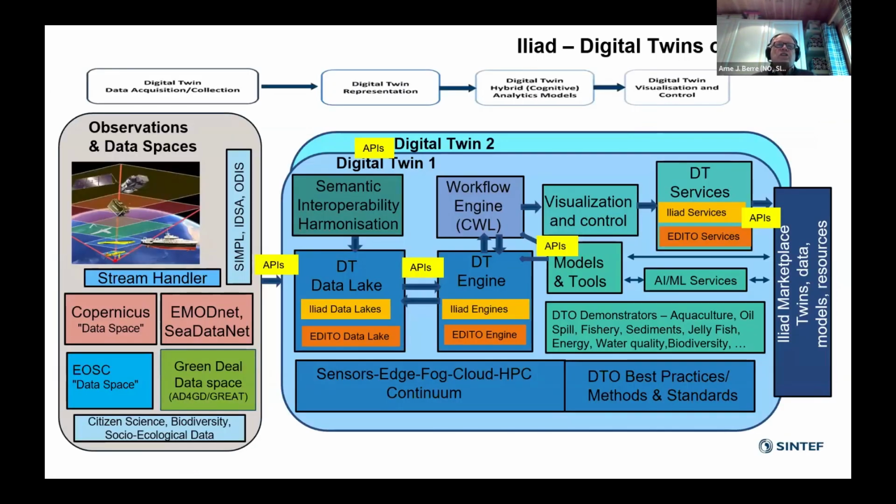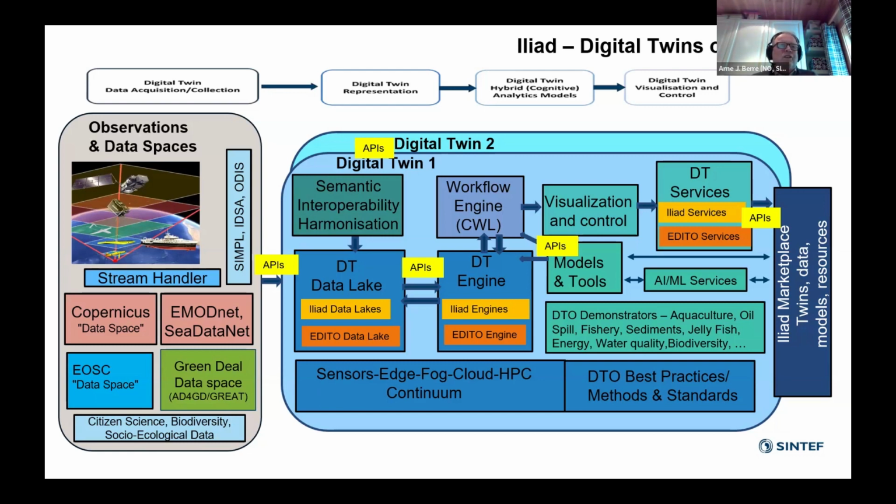In the Iliad project, we try to address this from this perspective. So this is a digital twin pipeline from digital twin data acquisition, the twin representations, the analytics and predicting models, and the visualization and control. So the previous picture was read from the right to the left. This is from left to the right. So the observations and the data is coming in from the left.